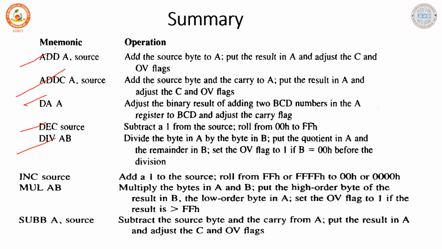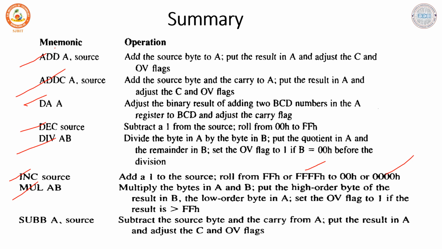Then we have DIV AB. We are performing the division of byte A by byte B, where the quotient is stored in the accumulator and the remainder is stored in B, and we set the overflow flag if B is equal to 0 before the division, and the results in A and B become undefined. And we have INC source, that is we add 1 to the source, and whenever it has FF it will roll back to 00. If we are incrementing DPTR, FFFF will roll over to 0000.